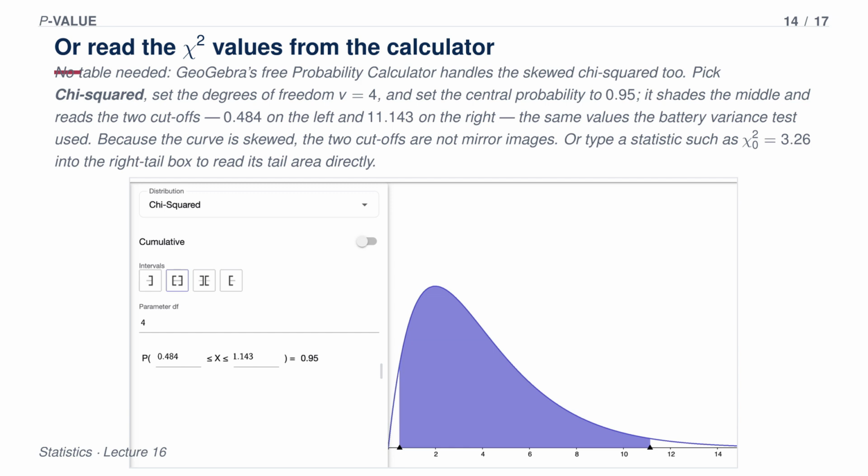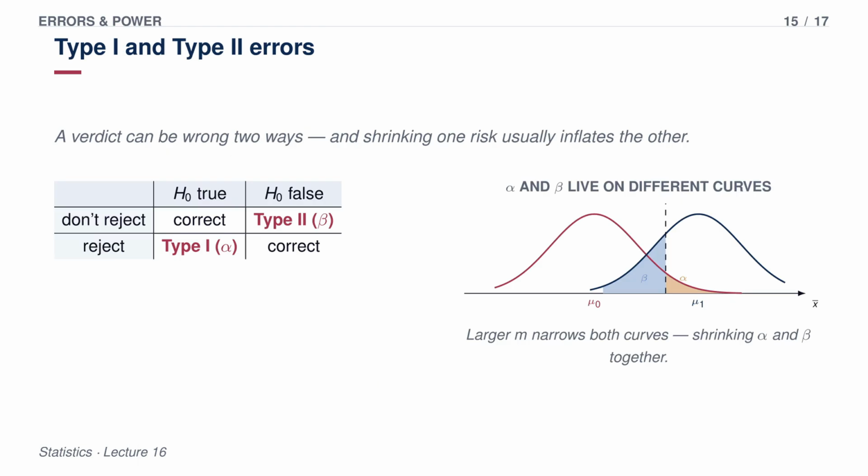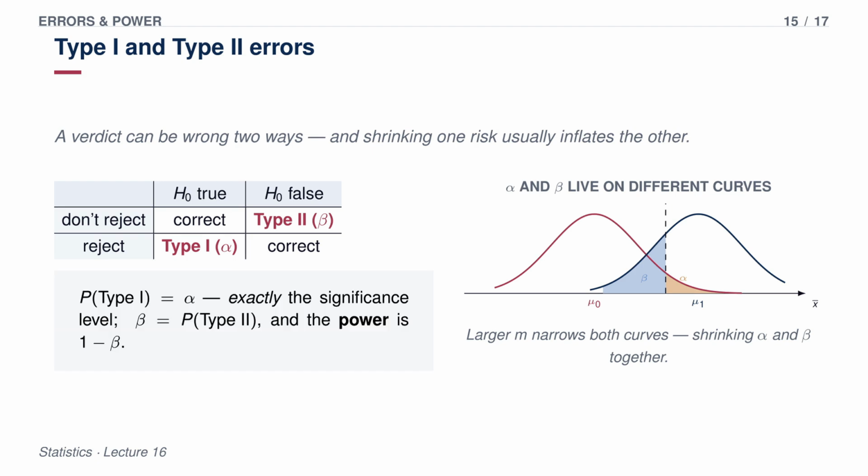And because the curve is skewed, those 2 cutoffs are not mirror images, which is the whole personality of the chi-squared. Now, a verdict can be wrong 2 ways. Reject a true H-naught, that's a type 1 error. Fail to reject a false H-naught, that's a type 2 error. And the probabilities have names. The type 1 rate is exactly alpha, the significance level you chose. The type 2 rate is beta, and the power of the test is 1 minus beta.